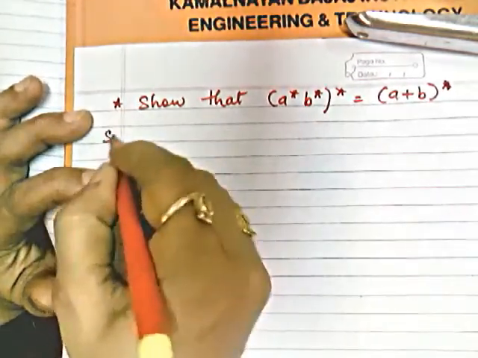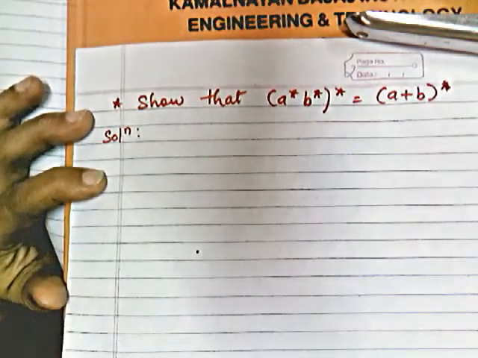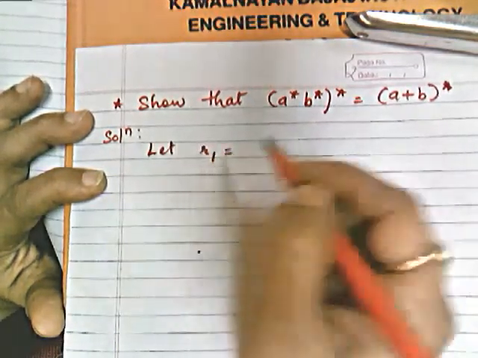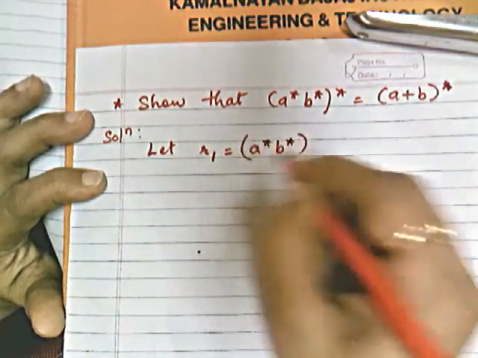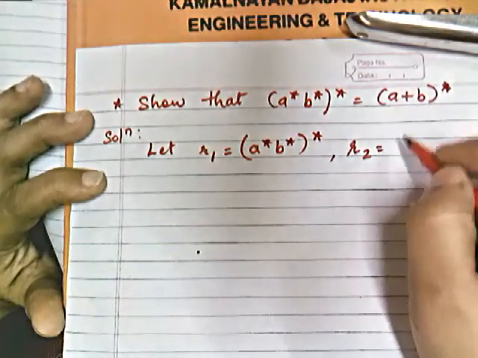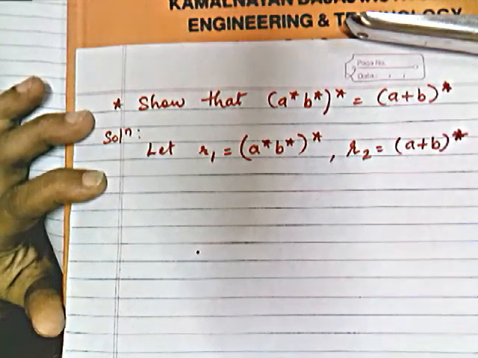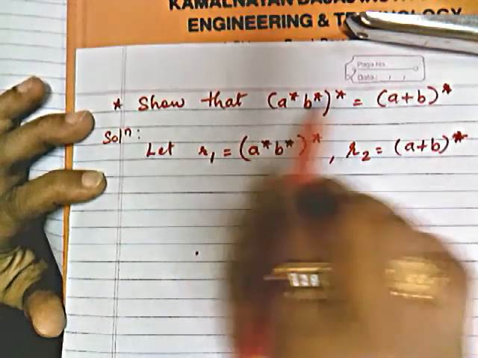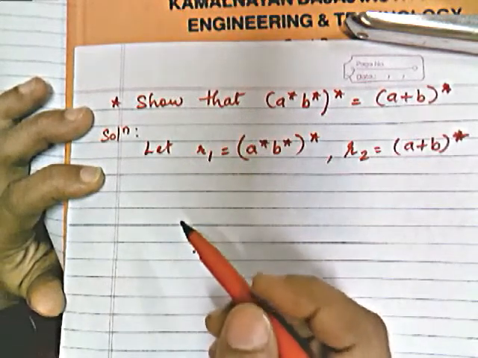So the solution for this is, very first we will name these regular expressions. So let R1 is equal to (a* b*)* and R2 is equal to (a + b)*. Now whenever there is a "show that", it means it is proved, it is verified that these two are equivalent. We have to now prove it, we have to show it. So how will we show it?